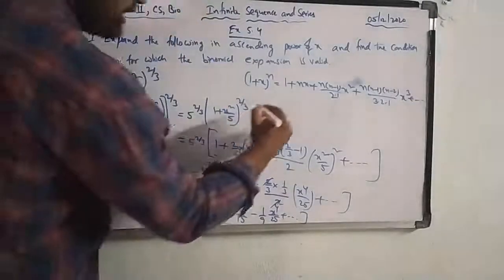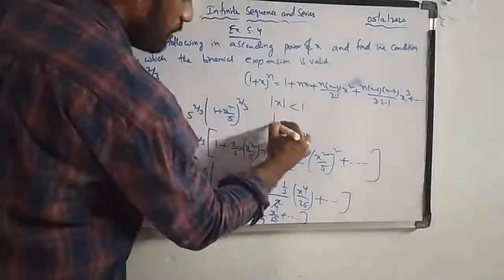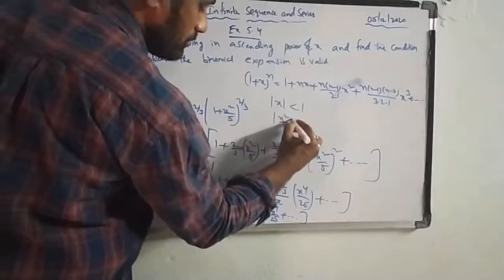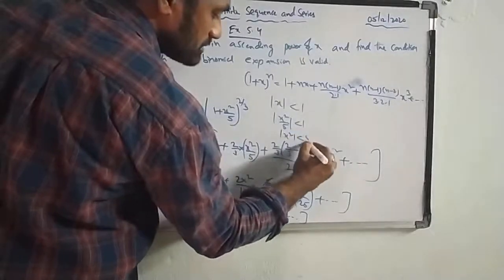So here the condition is mod x is less than 1. In place of x we have x square by 5 is less than 1. Therefore mod x square is less than 5.